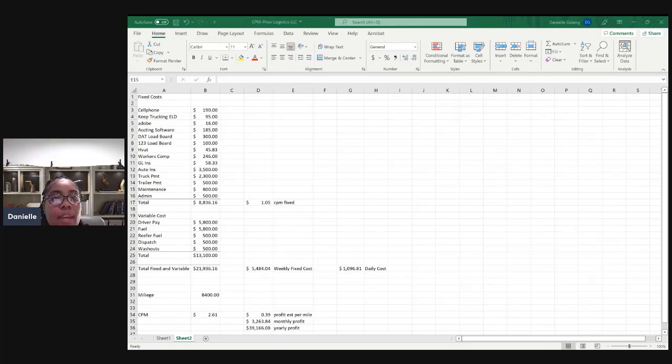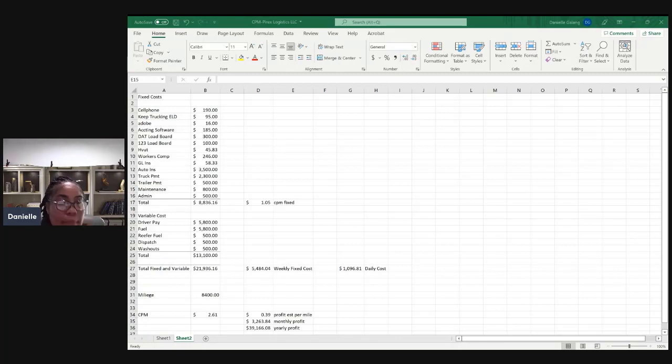Variable cost. I estimated the driver pay by taking the cost per mile he pays his driver times the 8,400 miles the truck runs a month. And that's how much he would estimatedly pay his driver, as well as fuel and so forth. Now, if I take the $13,000 and I add the fixed cost of the $8,836, I get a total of $21,936.16. Take that $21,000 and divide it over 8,400 miles, and it comes out to be a cost per mile total with variable and fixed of $2.61 a mile.